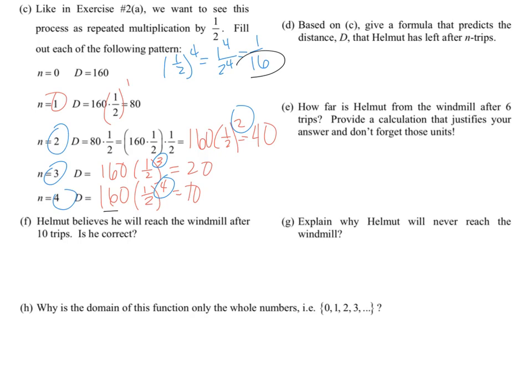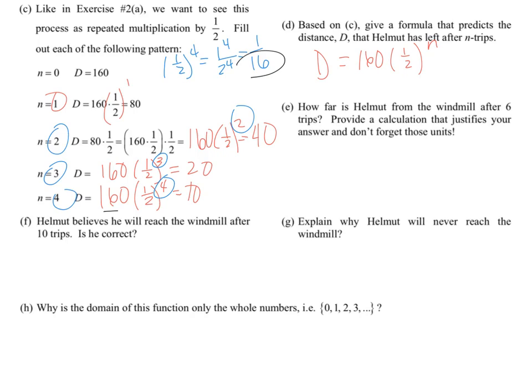So based on C, give a formula that predicts the distance d that Helmut has left after n trips. So his distance is 160 because that's where they started, times 1/2 because that's what's being multiplied each time, by n, so how many times that you are multiplying by 1/2.